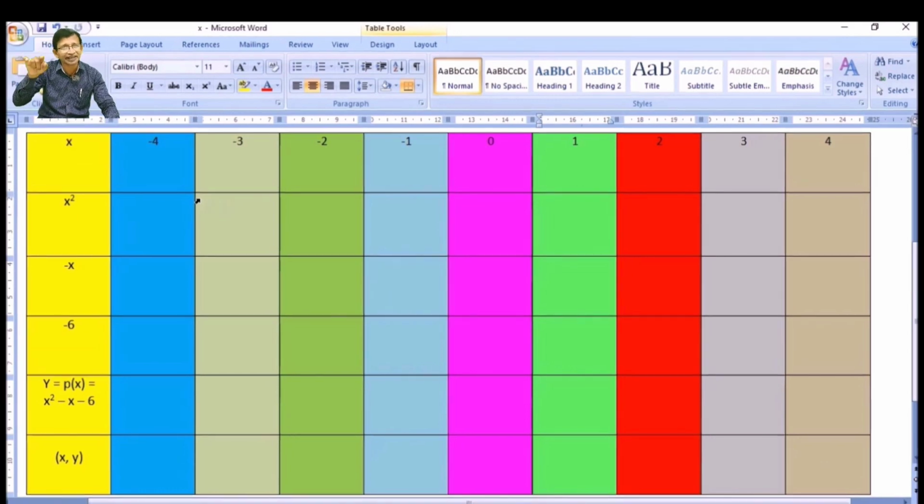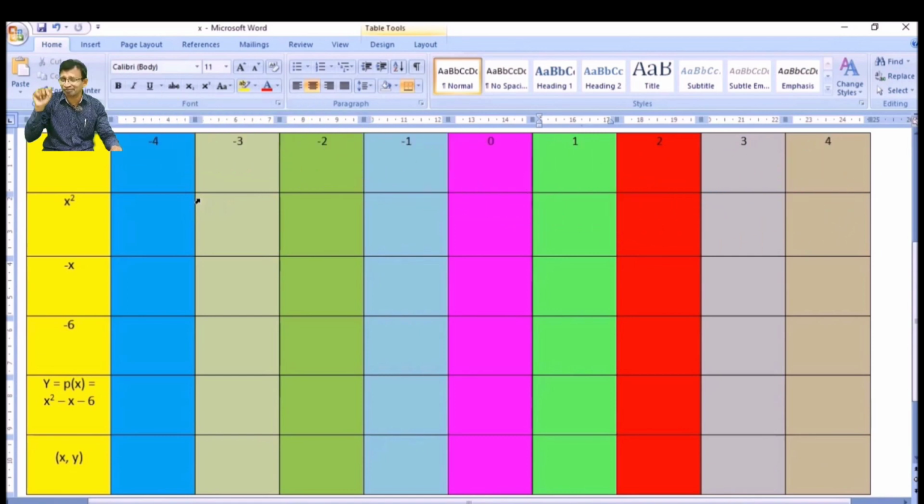In the table, write x in the first row and in the first column. You may take any real value for x, but for our convenience, we take the values from minus 4 to 4. They are minus 4, minus 3, minus 2, minus 1, 0, 1, 2, 3 and 4. The values are kept in the first row as shown.